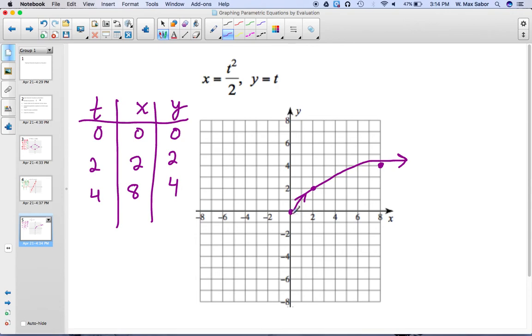If we plug in a negative, what happens actually? If we plug in -2 as our t value, we get -2 squared is 4, and then 4 over 2 is 2, and then y will become -2. So it is true that we will get out the bottom half of the parabola as well, but it is clear that it's coming in from this side and then out in quadrant 1.